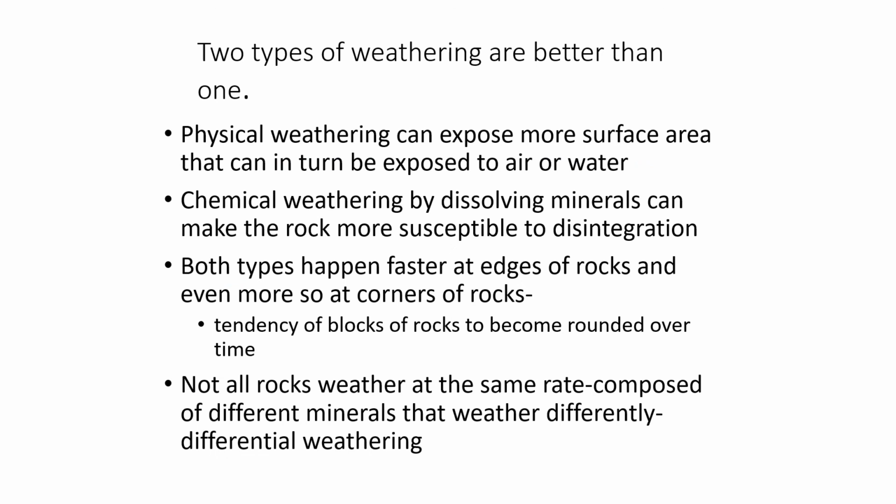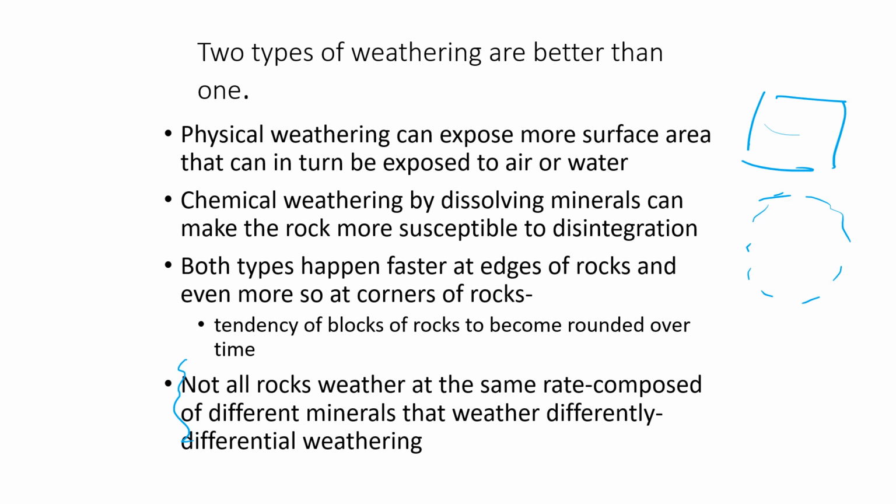Two types of weathering are better than one. Physical weathering can expose more surface area, and that in turn is exposed to air or water. And chemical weathering will dissolve minerals that make the rock more susceptible to breaking down, like that granite that we just looked at, the rotten granite that we looked at. Both types happen faster at the edges of rocks, and even more so at the corners of rocks. So there's this tendency of these angular pieces to become more rounded over time. And again, it just makes sense.